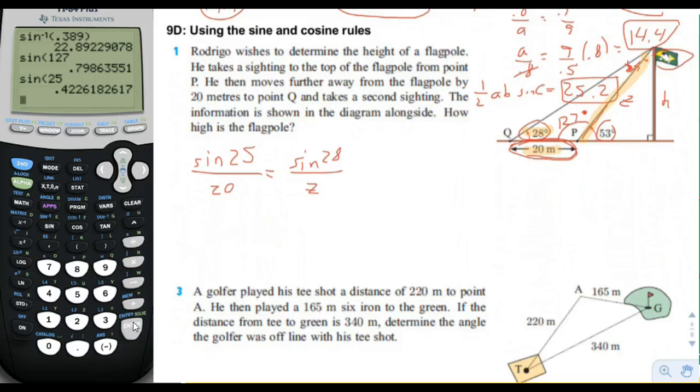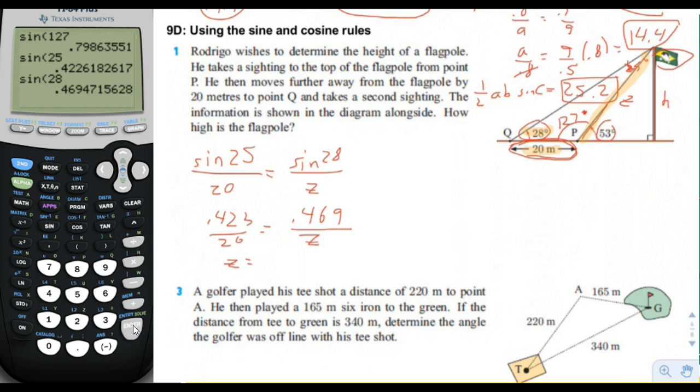and that's 0.423 divided by 20 is equal to the sine of 28, and that's 0.469 divided by z. And then we'll solve for z.